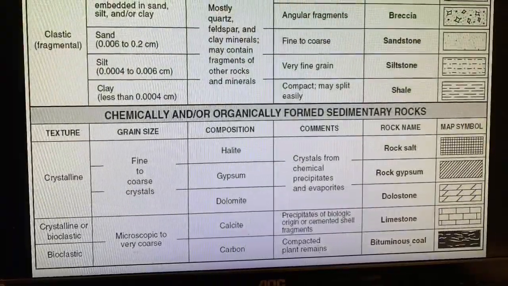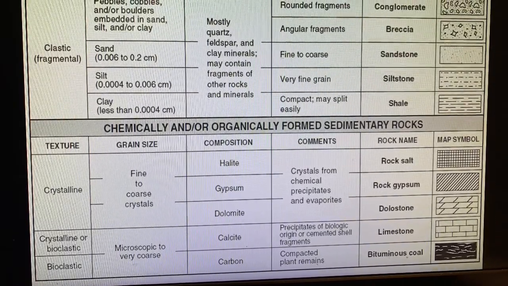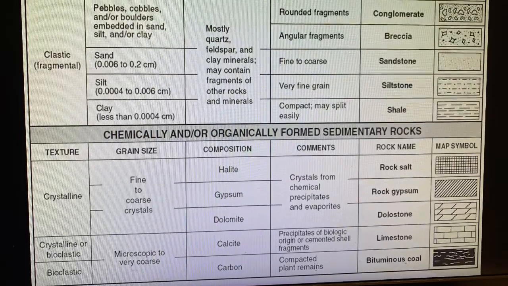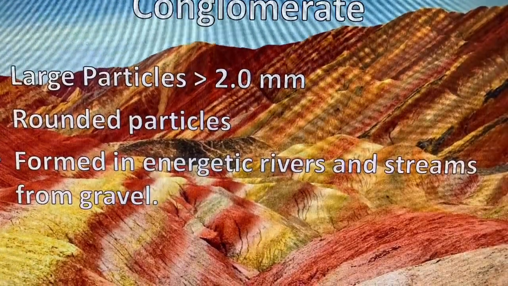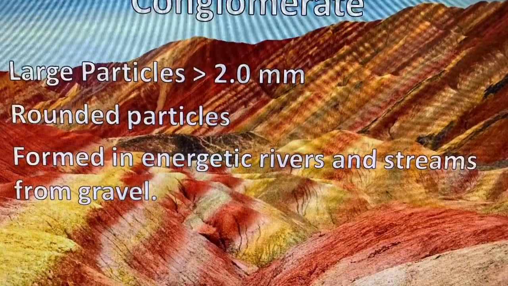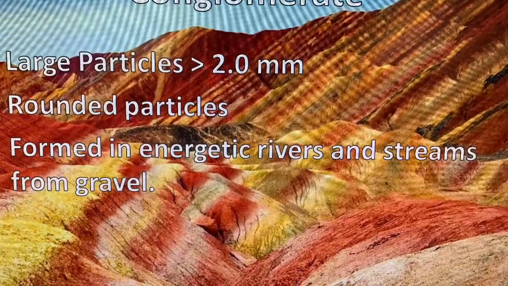All right, so the first sedimentary rock we're going to talk about is conglomerate. You see it at the top of the chart. You can see the picture. It looks like it has pieces in it that are important. Well, conglomerate is made up of relatively large particles which have a size bigger than 2 millimeters. And the big important thing with it is that the particles in it are rounded.